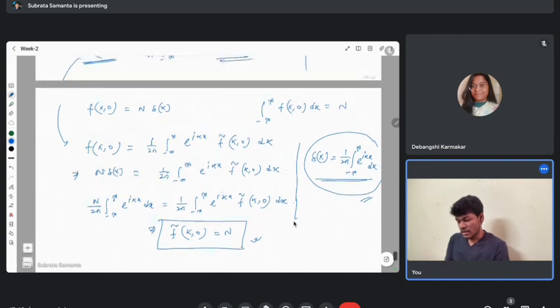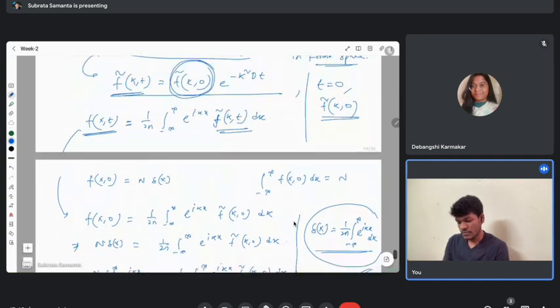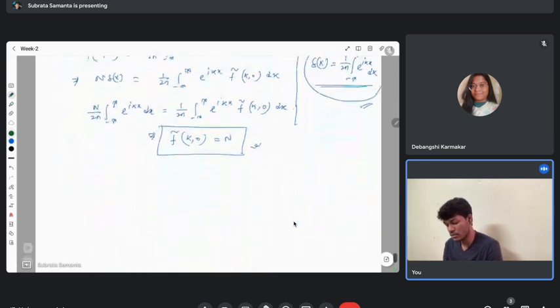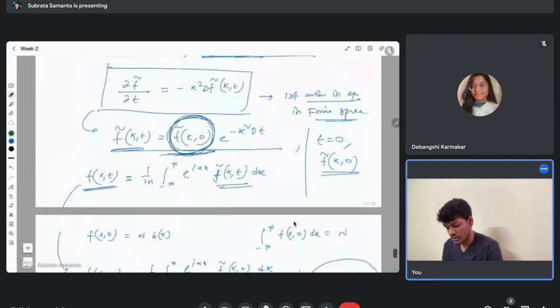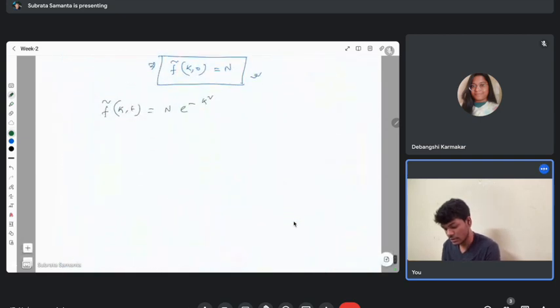So then your f tilde(k,t): once you know this, you can just write that f tilde(k,t) is N e to the power minus k square Dt. So now we can solve the Fourier transform equations.